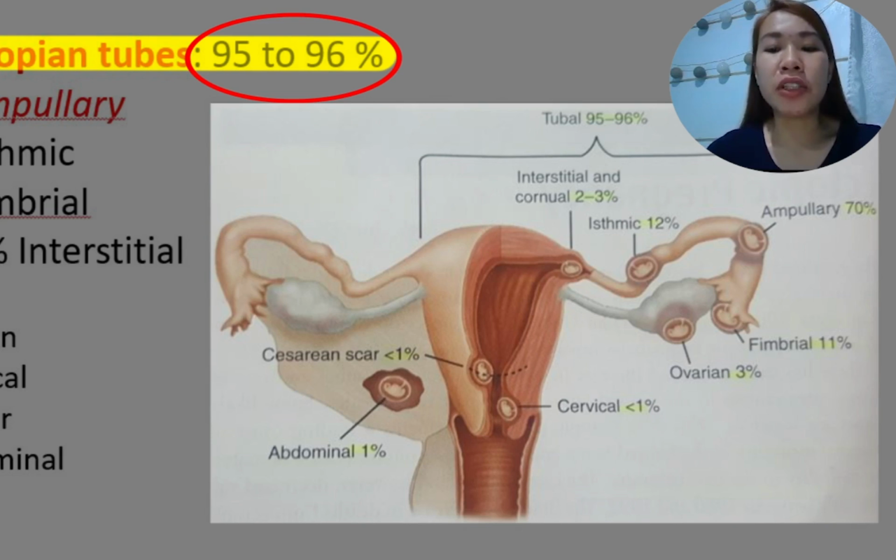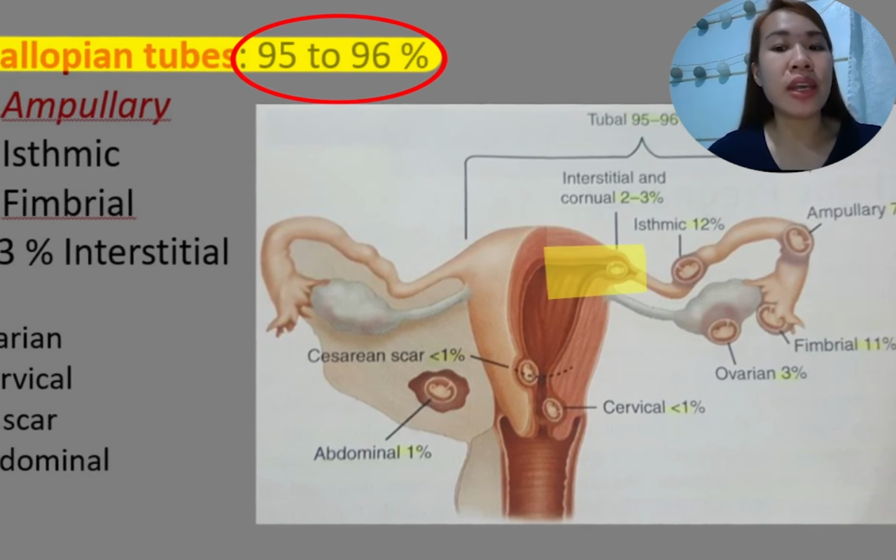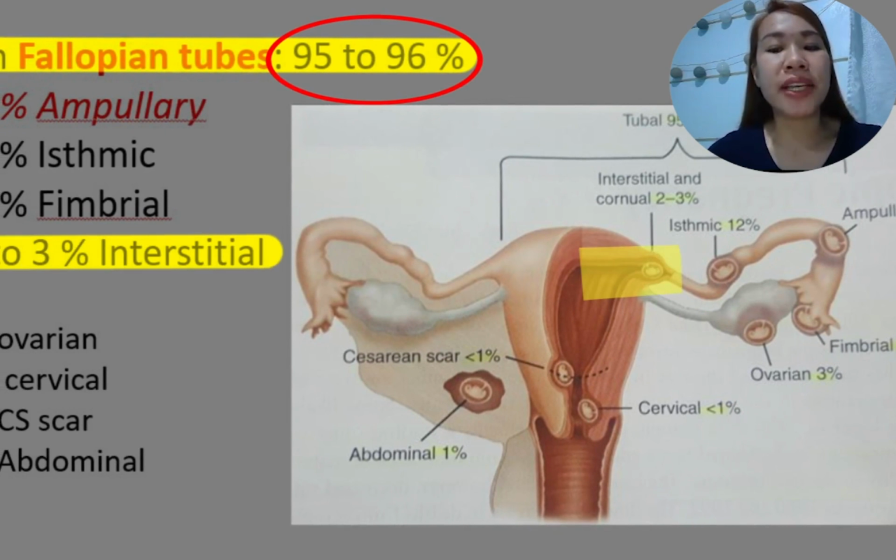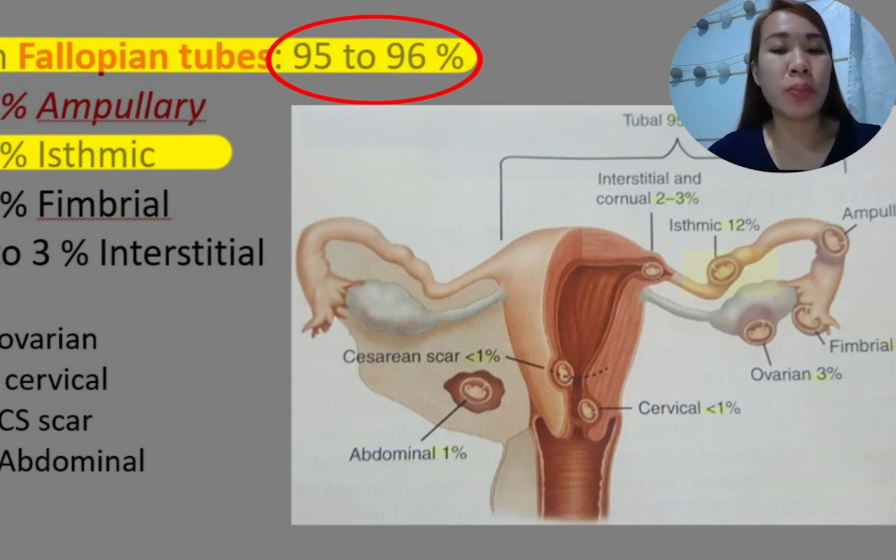The most proximal portion, we call that the interstitial or the cornual portion. It is the part that is directly connected to the uterus. In here, there is a 2 to 3% chance of having an ectopic pregnancy. The second portion is the isthmic portion, which comprises about 12% of ectopic pregnancy. And remember, since this portion is one of the smallest in terms of its caliber, this is where rupture of the fallopian tube usually occurs, within the first weeks of ectopic pregnancy.